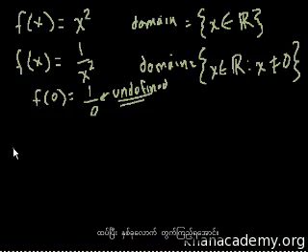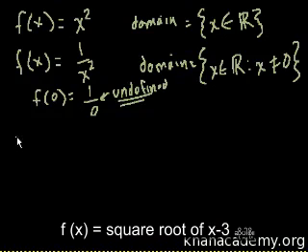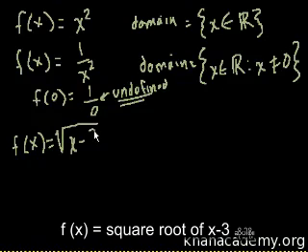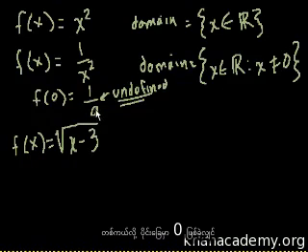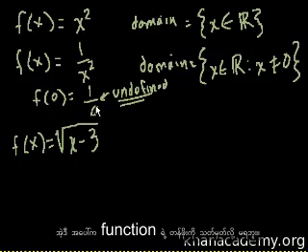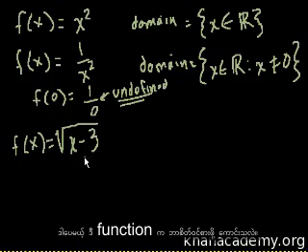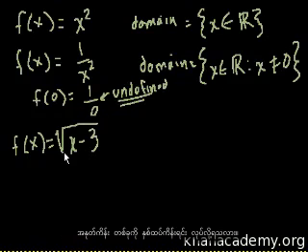Let's do a couple more. Let's say f of x is equal to the square root of x minus 3. Up here we said this function isn't defined when we get a 0 in the denominator. Well, what's interesting about this function?